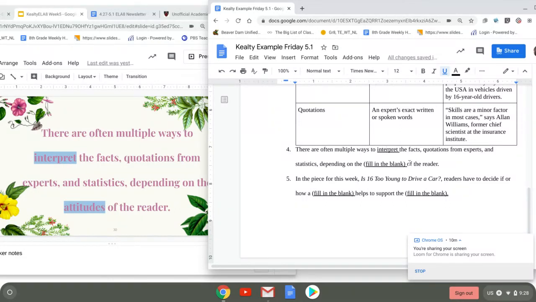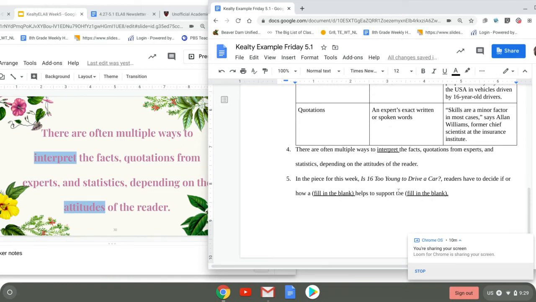And all of that depends on the attitudes or the beliefs, right? The attitudes, the understandings, the perspectives, right? The bias of the reader, and you are the reader, okay? And the piece for this week is 16 Too Young to Drive a Car. Readers have to decide if or how a blank helps to support the blank.